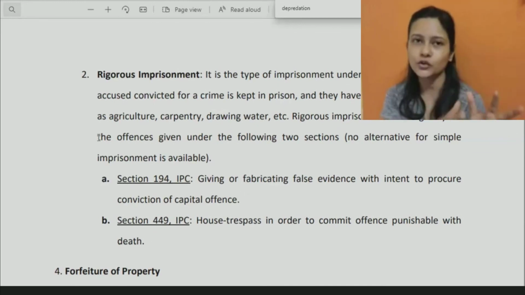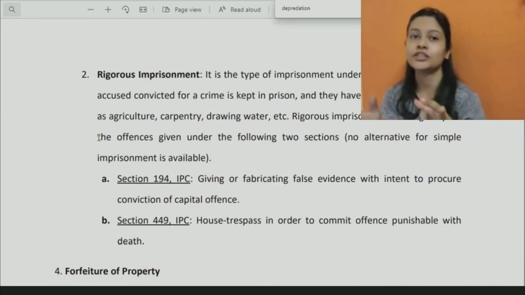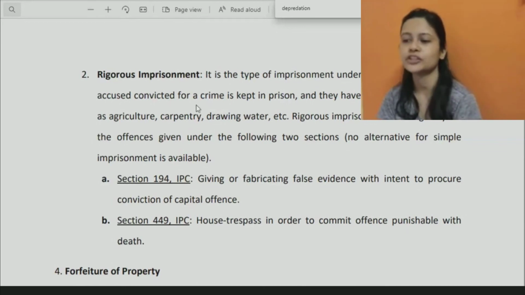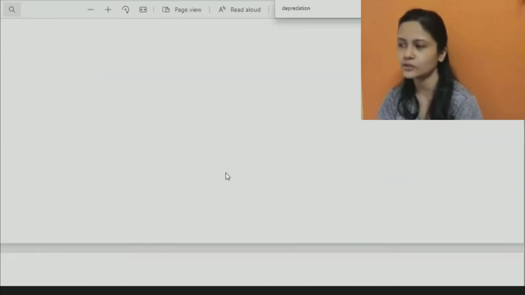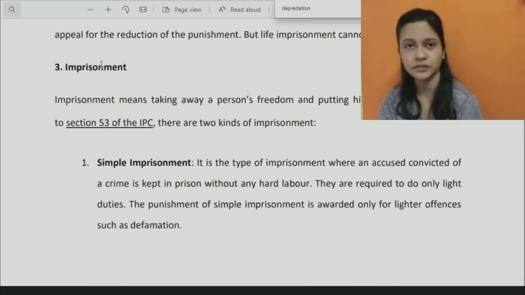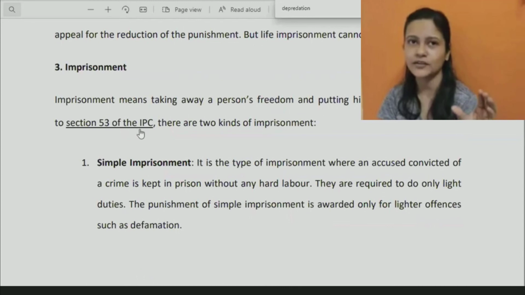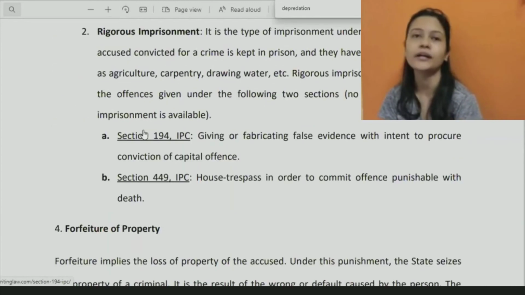Usually when you read about a certain type of crime, it mentions that these many years of simple imprisonment or rigorous imprisonment. So this is the third classification, imprisonment, where the time frame is already mentioned. It may either be simple or rigorous imprisonment.